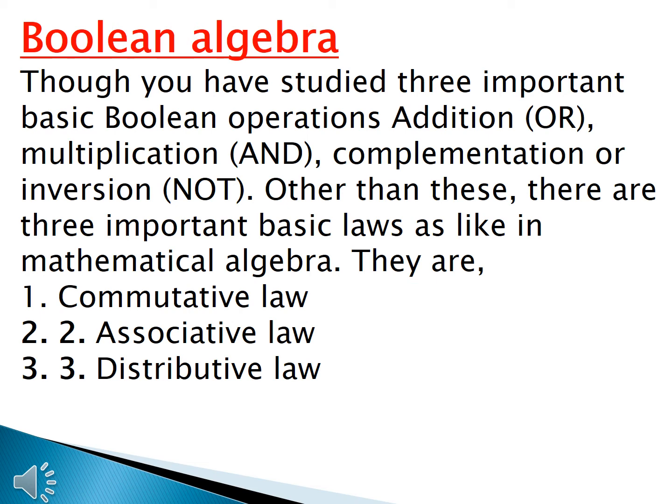Now we will discuss the laws of Boolean algebra. The first law of Boolean algebra is the commutative law. We can apply the commutative law in addition or in multiplication. First, commutative law for addition: A + B equals B + A.